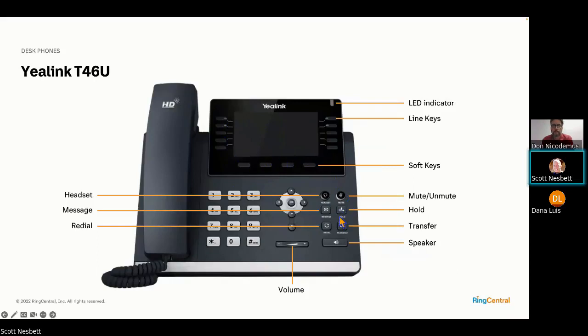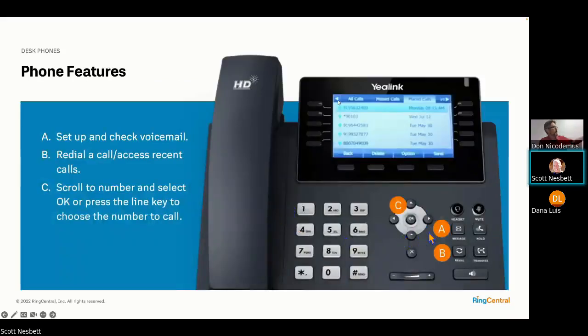And then finishing going down, we have the transfer button, we have a redial button, speaker button, volume button, and then the center console, which is how you select menu items that show up on the top screen. So you can go up, down, left, right, and then the OK button is like your enter button for the phone.